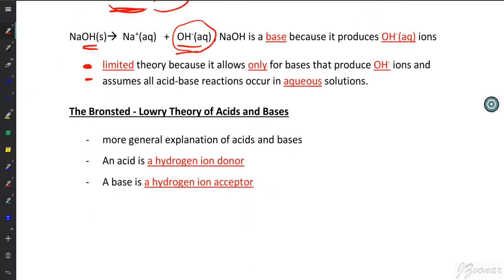Okay, so getting back to the Bronsted-Lowry theory. Their general theory is very simplified. They define an acid as a hydrogen ion donor and a base as a hydrogen ion acceptor. This general explanation helped to explain the two limitations of the Arrhenius theory of an acid and a base.